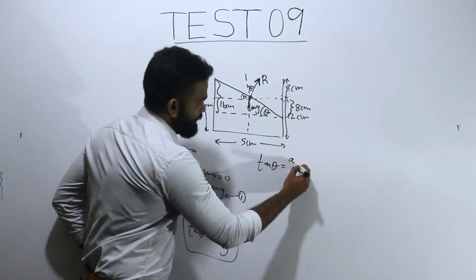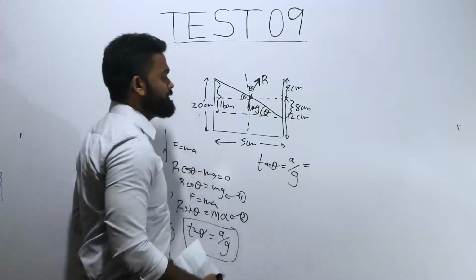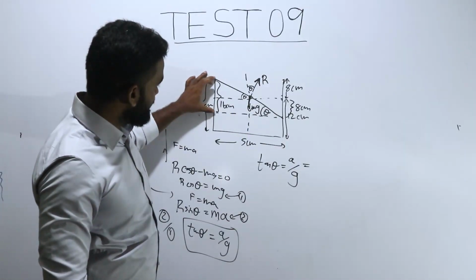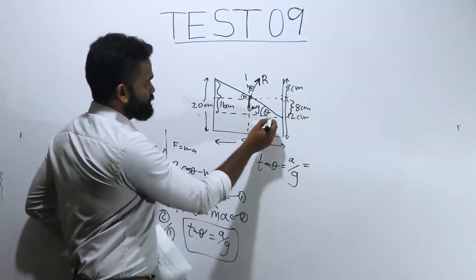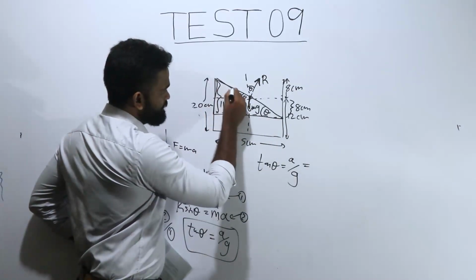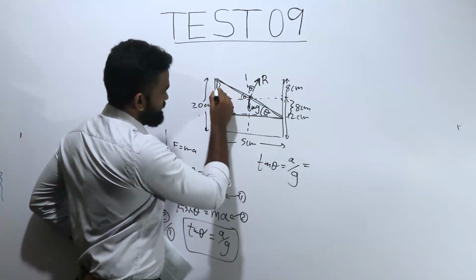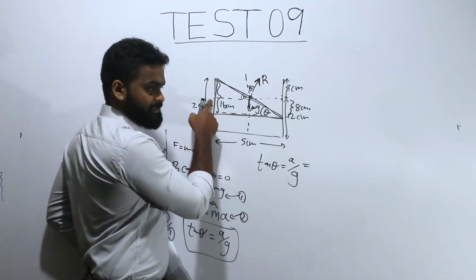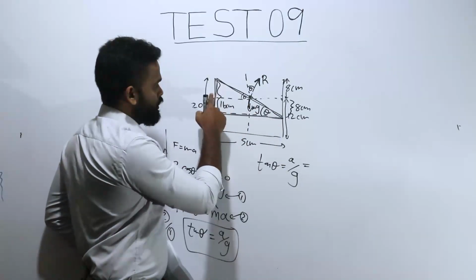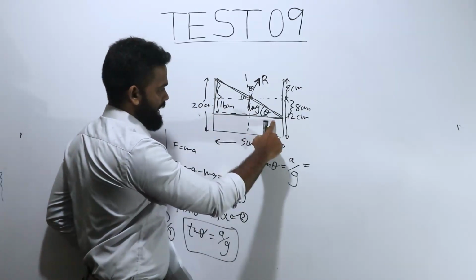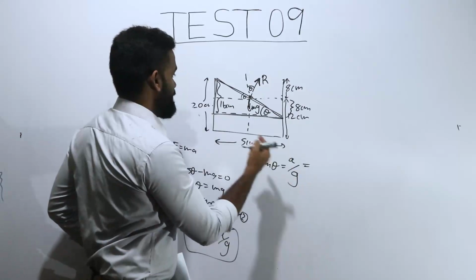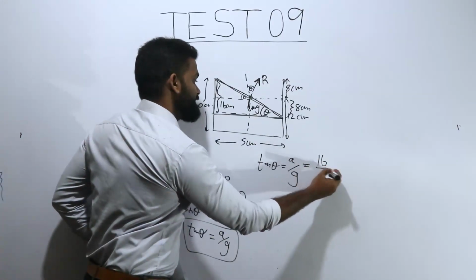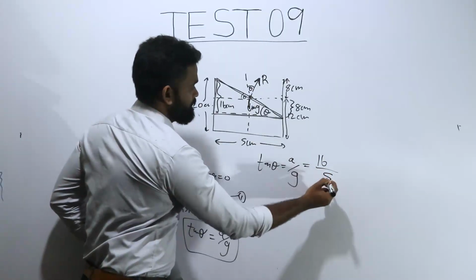Tan theta is equal to A over G. I can write tan theta thinking of the lengths of this triangle. So if we consider this triangle, what is tan theta in lengths? This is the opposite side, this is the adjacent side. Opposite side divided by adjacent side is equal to A over G. That is tan theta.